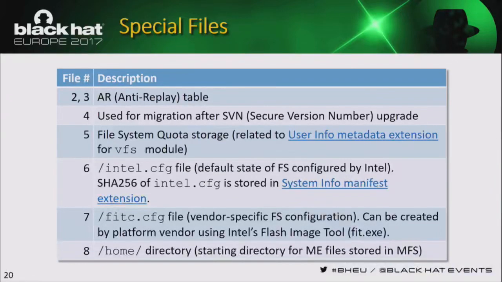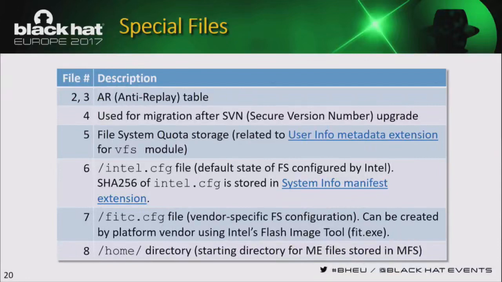File number 6 is a very interesting one. It is later mapped to the name Intel CFG, which holds the default state of the file system. When you initially get a motherboard, for example, it has a management engine that is not deployed. It contains only this file, or probably the next one. At the first start, it reads the data from that file, explodes it, and creates the whole file system.